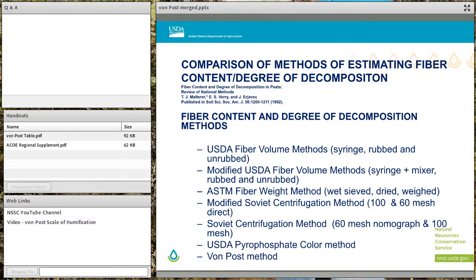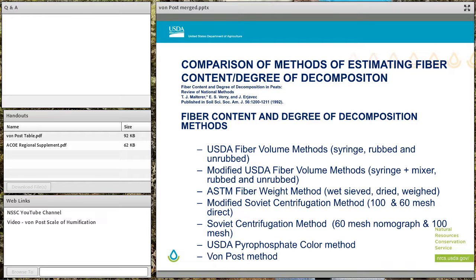Okay, so now how accurate are these methods? How precise are these methods? And Mike alluded to this also, that there was a study done, the one by Malterer, published in the Soil Science Society Journal, comparing these different methods that Mike referred to of degree of decomposition or fiber content. And again, this is a mixture here. Some of these are actually fiber content.